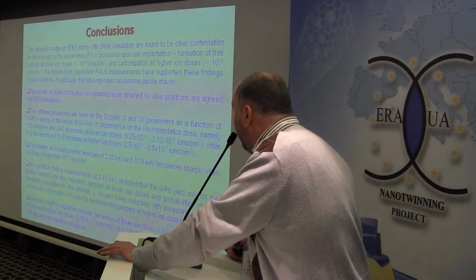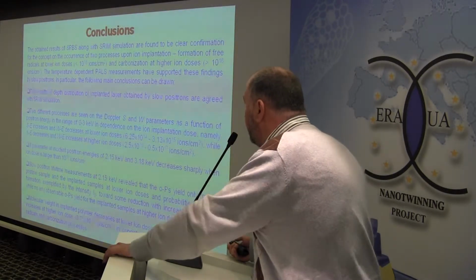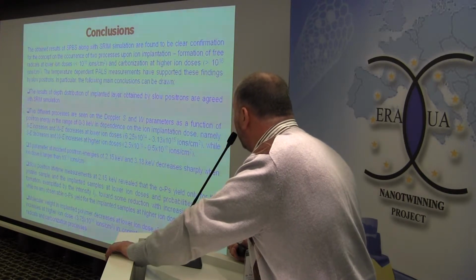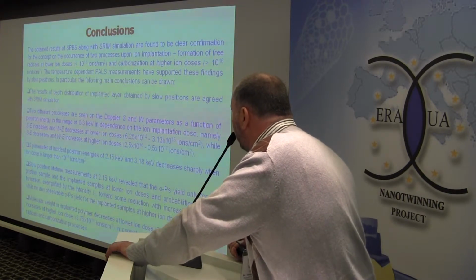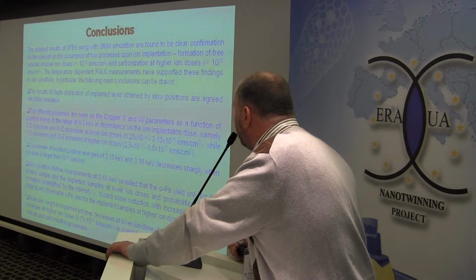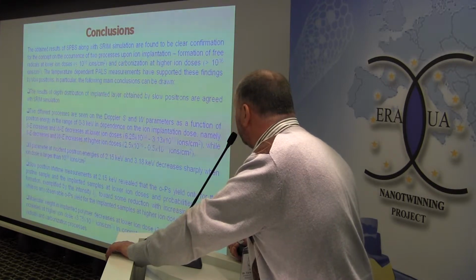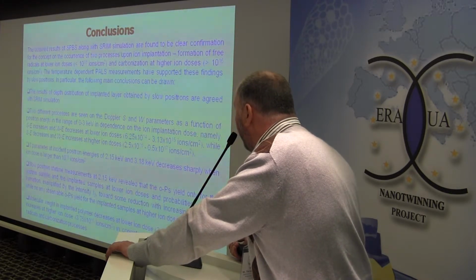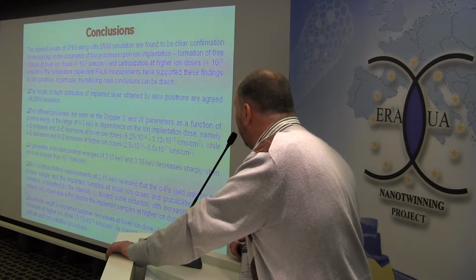So, in conclusion, we obtained the results of slow positron beam spectroscopy along with STRIM simulation as clear confirmation of the concept of the occurrence of two processes upon ion implantation: formation of free radicals at lower ion doses and carbonization at high ion doses. The temperature-dependent measurements by slow positrons have supported these findings. In particular, we found the following conclusions.